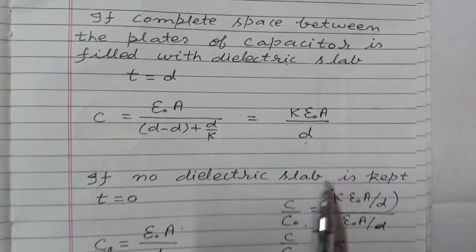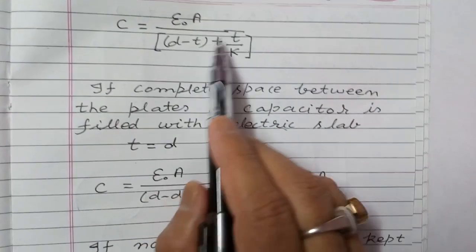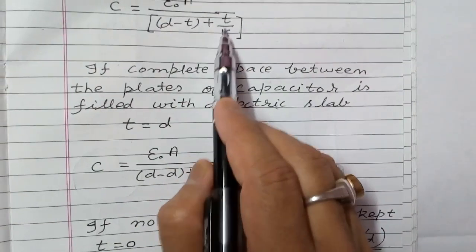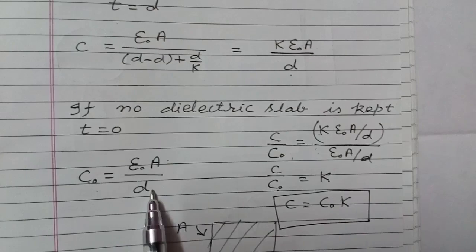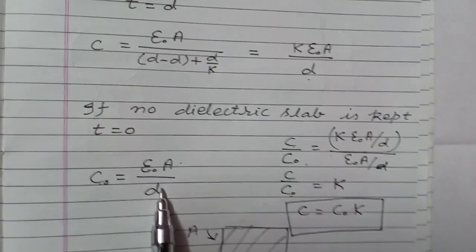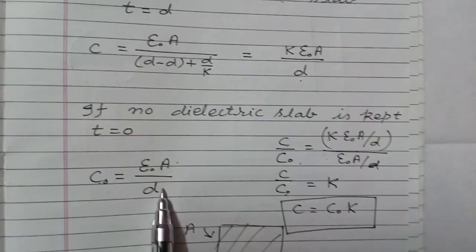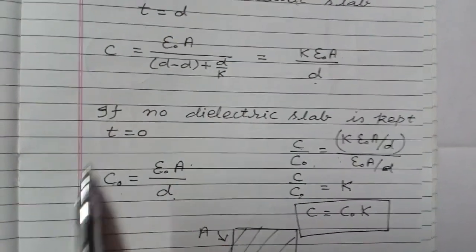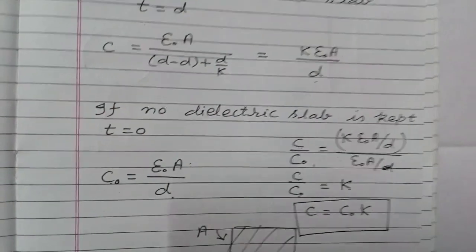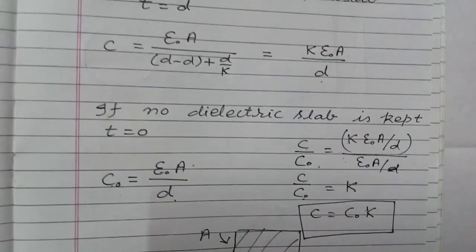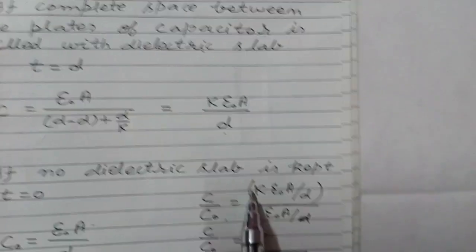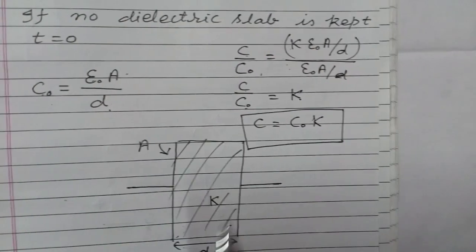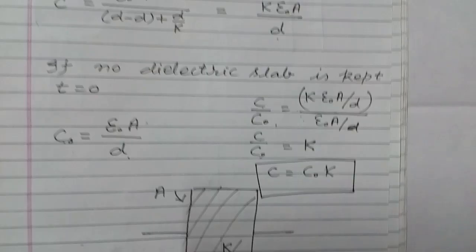Now if no dielectric slab is kept, then t is equal to 0. Put t equal to 0 here. This becomes 0 and this is only d. So C naught is equal to epsilon naught A upon d, which is the formula for a parallel plate capacitor when no dielectric slab is kept. Now suppose when no dielectric slab is kept, there is air between the plates of the capacitor, not vacuum, air. So C naught is equal to epsilon naught A upon d and C is equal to K epsilon naught A upon d when the dielectric slab is kept in the whole space between the plates of the capacitor.